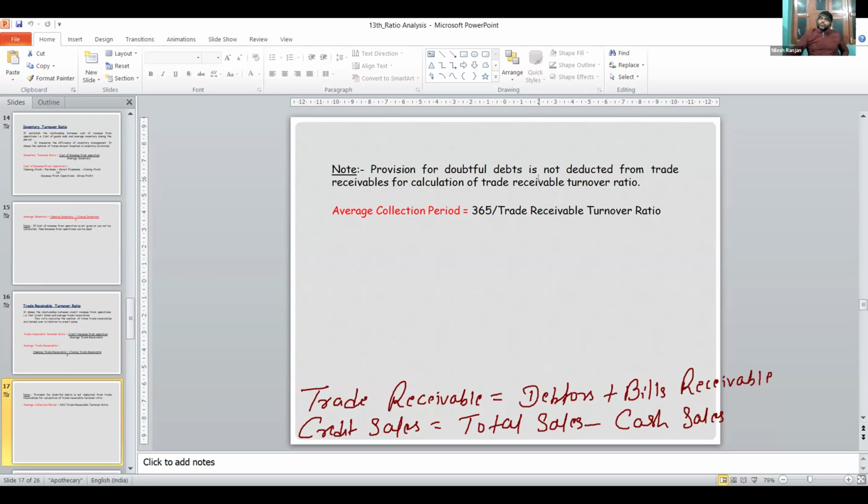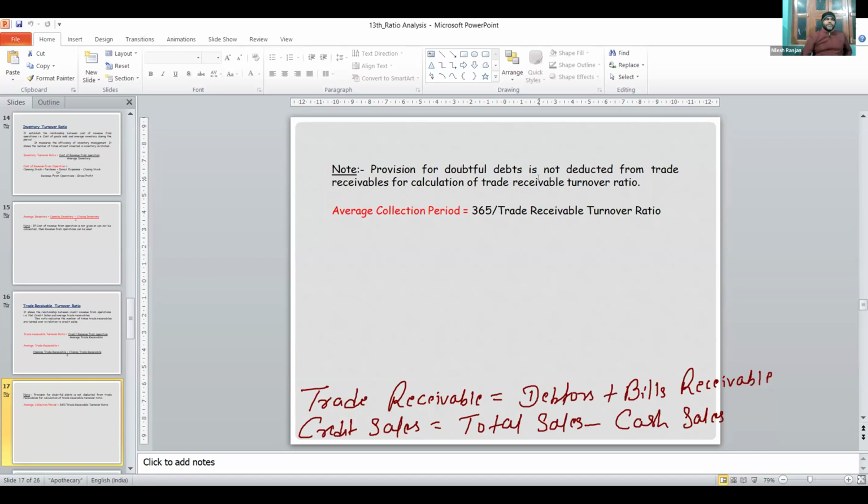Why? Because provision is like an estimation. It is not the exact amount that is lost. It is just an estimation that these moneys may be bad, not sure. So we are taking the full amount of debtors, bills receivable, and net credit sale. So we don't have to consider provision for doubtful debts because it is not confirmed.